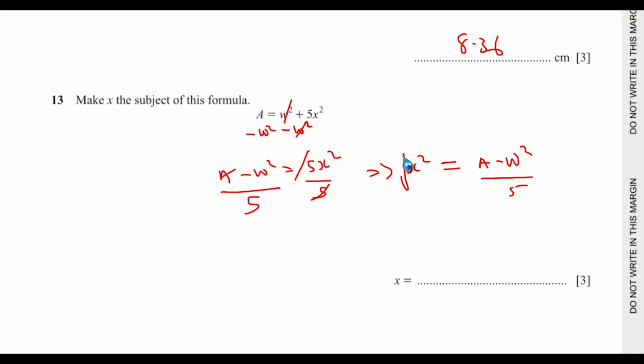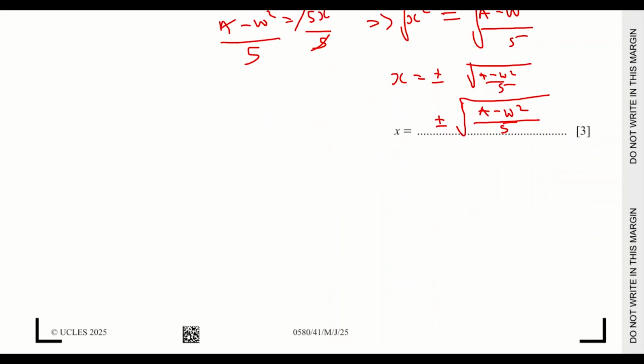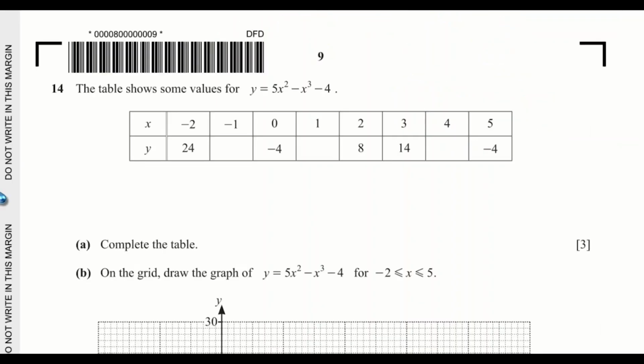Finally, we need to take square root of both sides. So this will be plus or minus. So x will be equal to plus or minus square root of a minus w squared over 5. So the final answer will be plus or minus the square root of a minus w squared over 5. So that is the final answer. So let's go to the next question. That will be question 14.